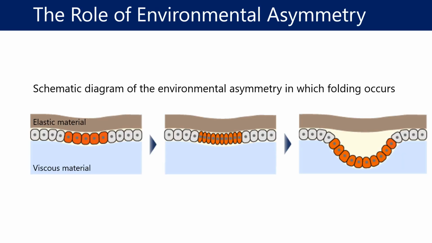Next, we highlight that the asymmetry in environmental constraints also plays a crucial role in determining folding patterns. As shown in this schematic, the epithelial tissue is surrounded by materials with different mechanical properties, an elastic layer on one side and a viscous layer on the other. This asymmetry influences the direction and shape of the fold, demonstrating how environmental conditions guide morphogenesis.